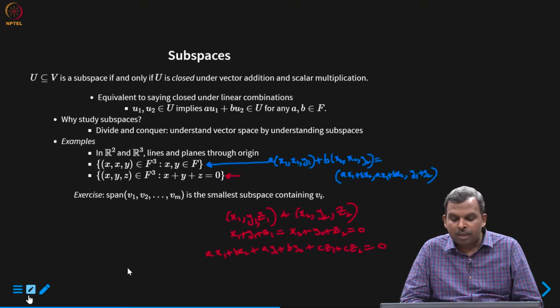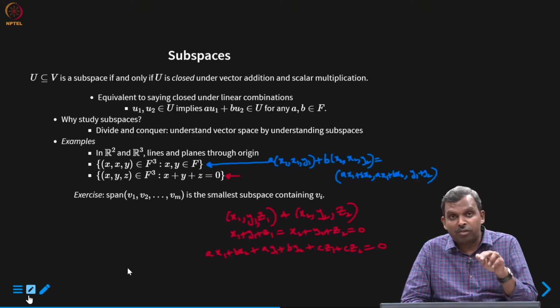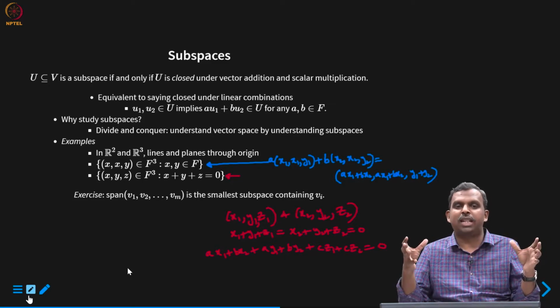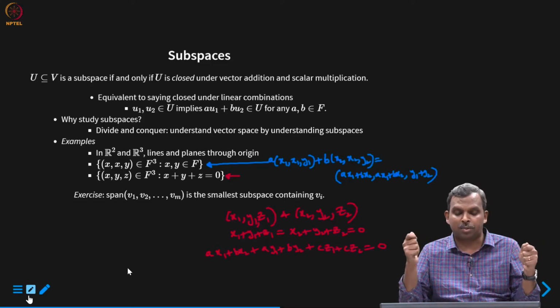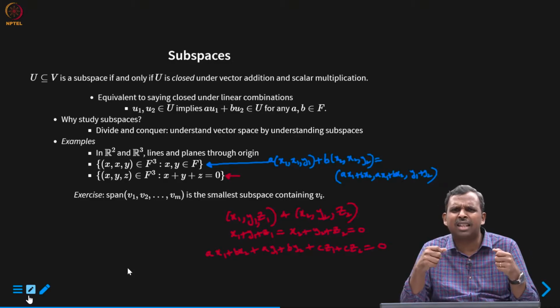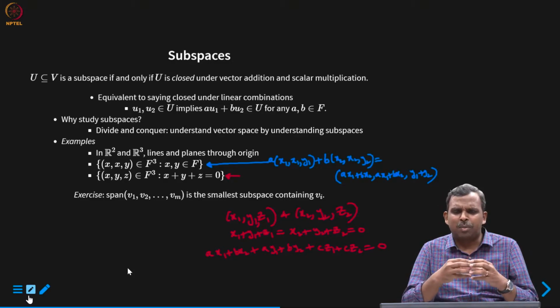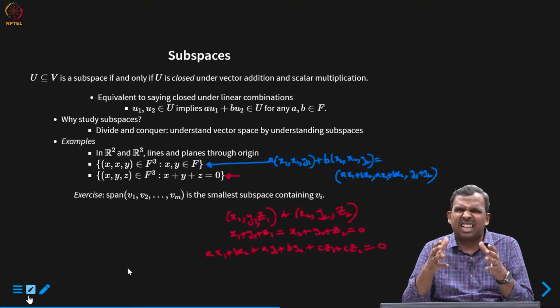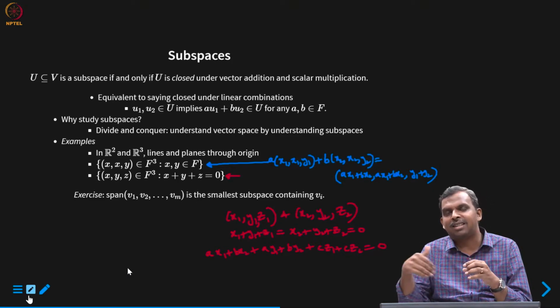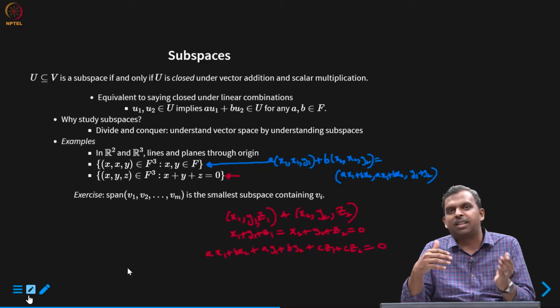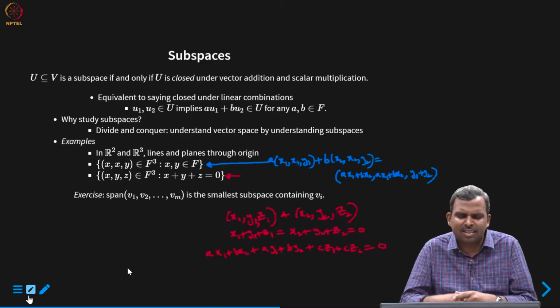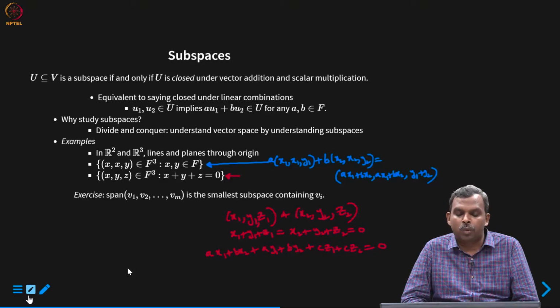You can show that the span is basically the smallest subspace that contains all the vectors. So if somebody gives you a set of vectors and asks what is the smallest subspace, what do you mean by smallest? How do you define the size of a subspace? If you say smallest, it should be smallest in some sense, right? Any other subspace that contains these vectors should also contain the smallest subspace. So this is a nice exercise to think about why the span should be the smallest subspace containing the vi.